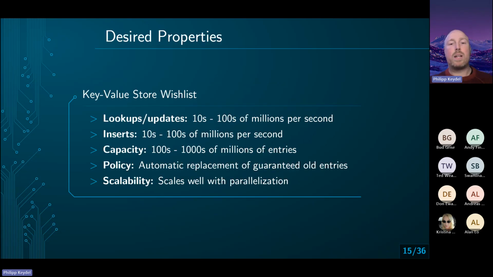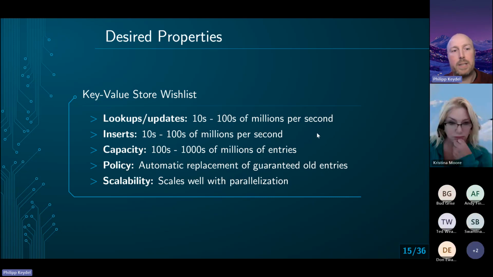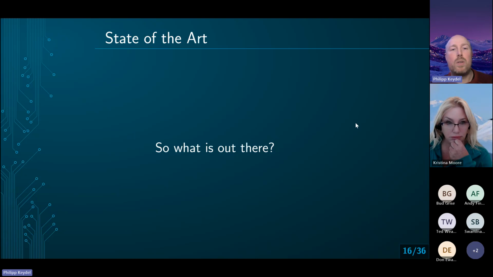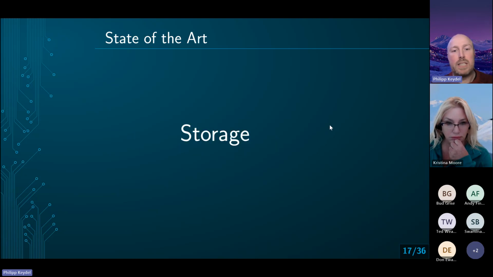We need tens to hundreds of millions of lookups per second, the same number of inserts, billions of entries in storage capacity, some way to be able to discriminate between active and inactive sessions to find the right space to insert new sessions. And of course, we don't want to do this in software. We want to be able to scale. Let's look at what's currently available on the market.